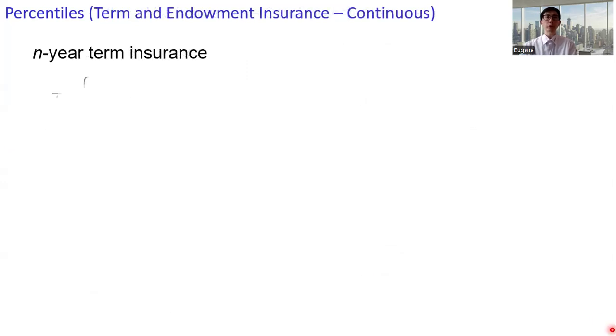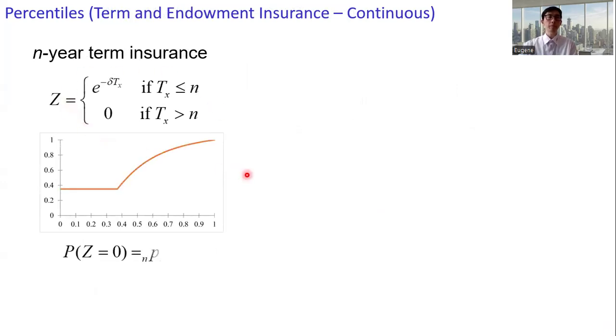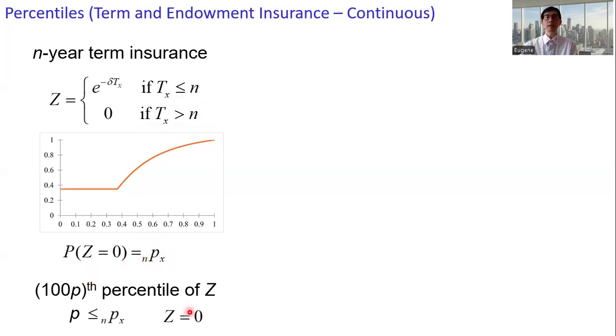How about the n-year term insurance? This is the PDF of Z. The probability that Z equals 0 corresponds to the event that Tx is greater than n, which is npx. That is, for the 100 times pth percentile of Z, if p is less than or equal to npx, then Z is 0.